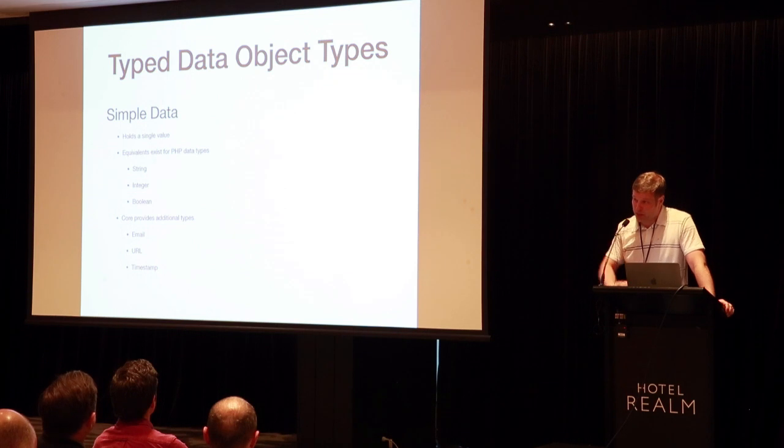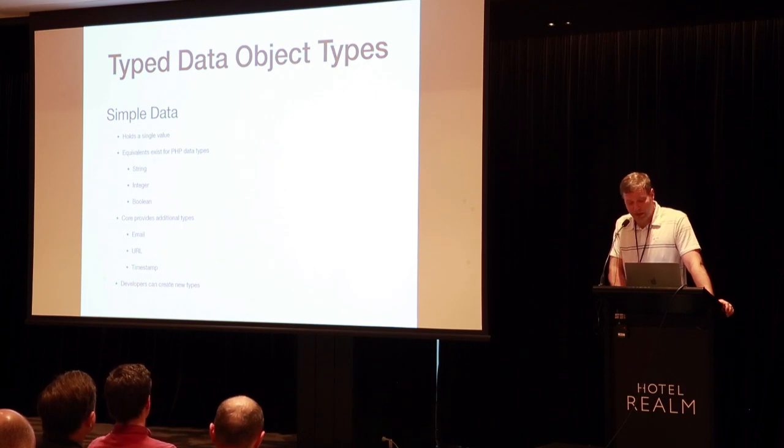There's also changed. So when you change the timestamp on a node, that's a separate object type itself. Developers can also create new types, and that's what I've done in the Color API module, which I will be getting to later on in this presentation.